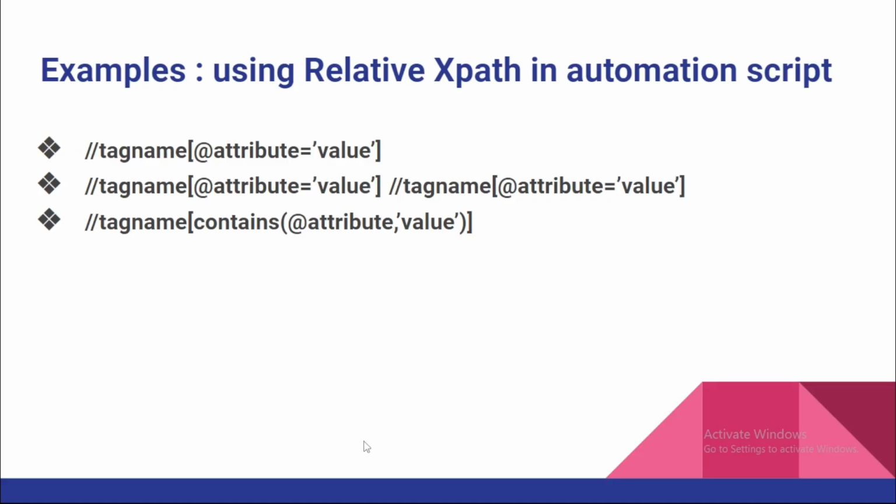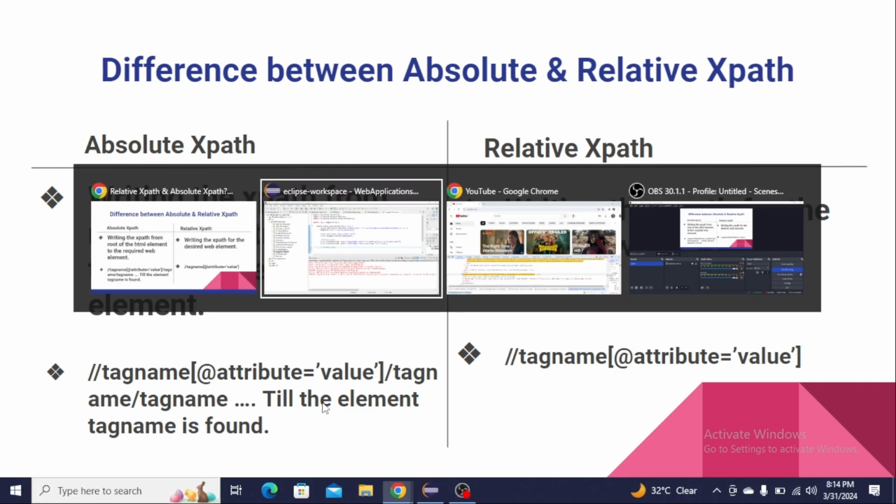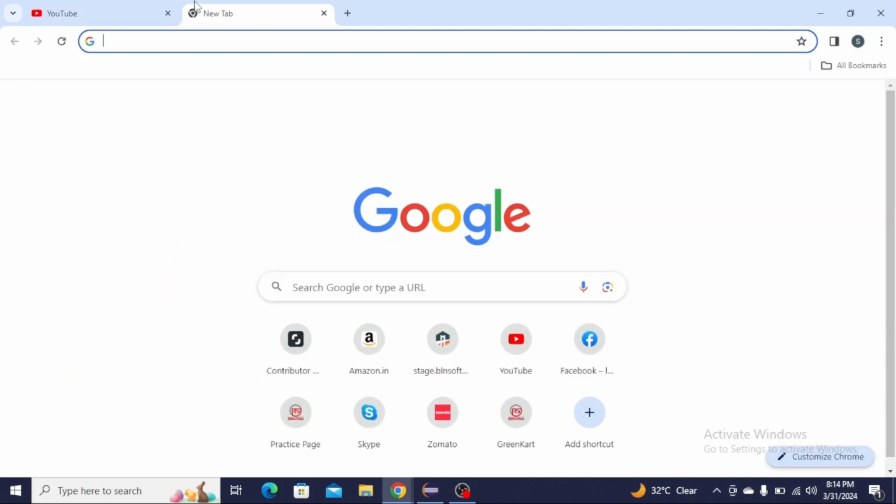So from the PPT, what you get to understand is that absolute XPath is writing the XPath from the root of the HTML element to the required web element. Let's discuss absolute XPath now. Like tag name, you write the normal syntax of XPath, then tag name till the web element is found.